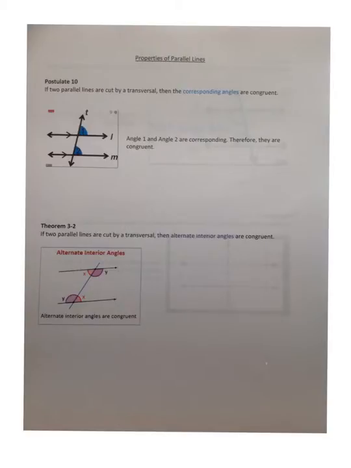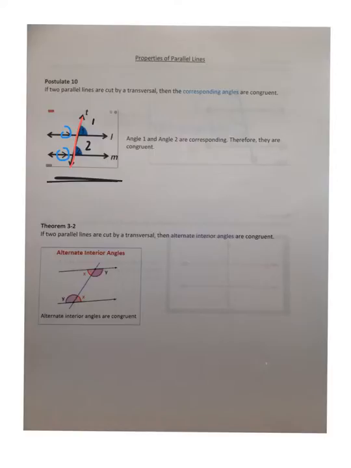So if you look at this here, you can see that angle 1, which is right here, and angle 2 are corresponding, and therefore they are congruent because you have the transversal T cutting the 2 parallel lines, which you can tell they are parallel because of those symbols right there.